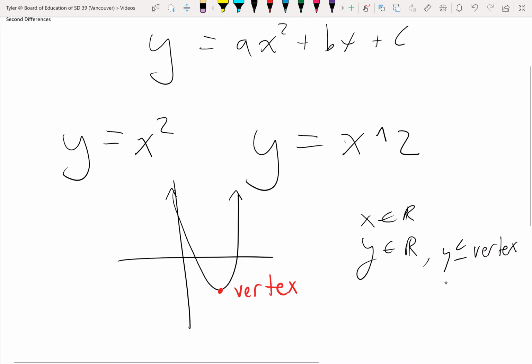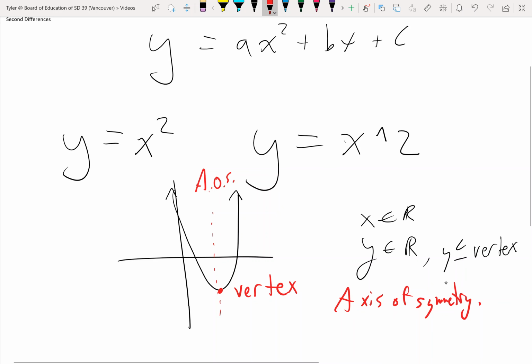Through your vertex, if you drew a straight line, straight up and down, okay, that would be your axis of symmetry. Axis of symmetry. Spelt wrong. Okay, axis of symmetry. The idea is that if you drew a line straight down the middle, it would be your mirror on both sides.